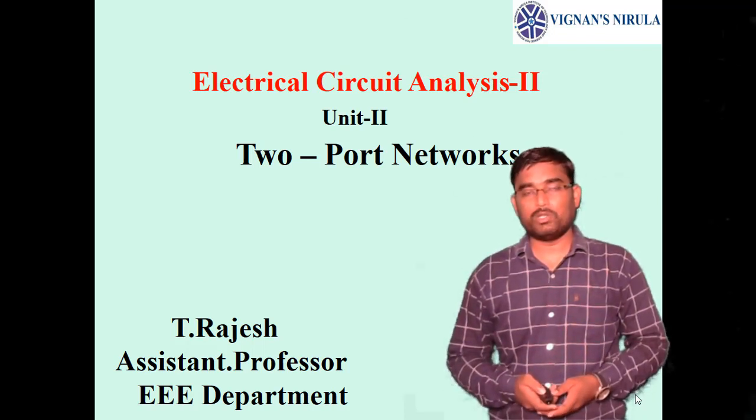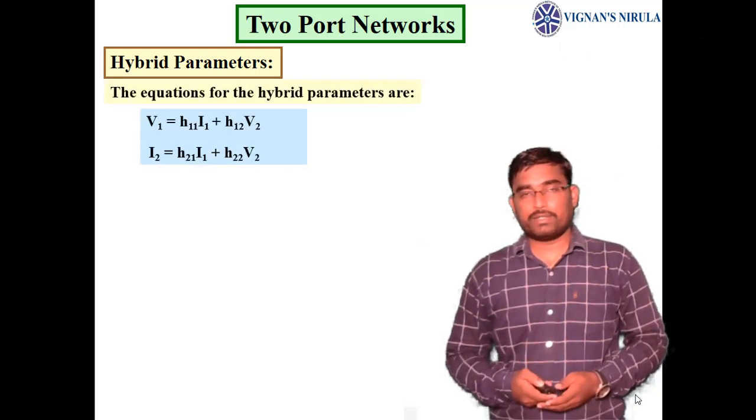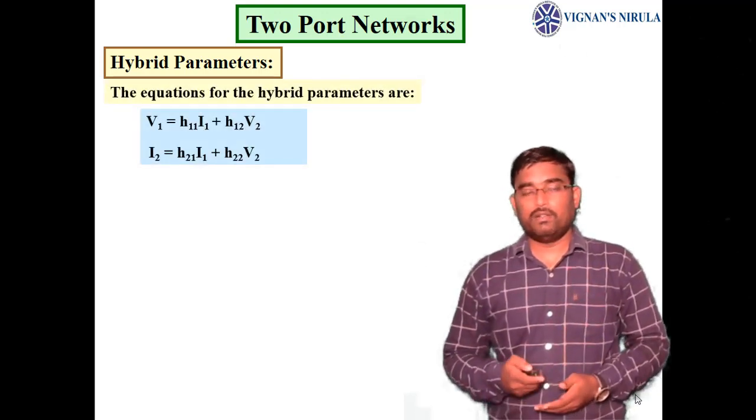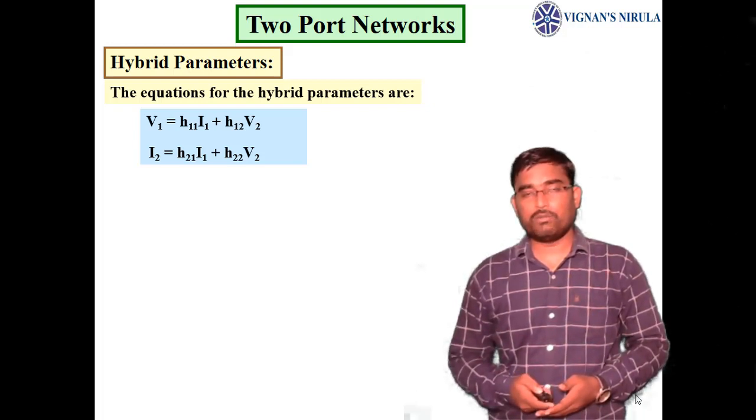In this lecture, I am going to explain about hybrid parameters. So, the parametric equations for hybrid parameters are V1 equals H11 I1 plus H12 V2, and I2 equals H21 I1 plus H22 V2.